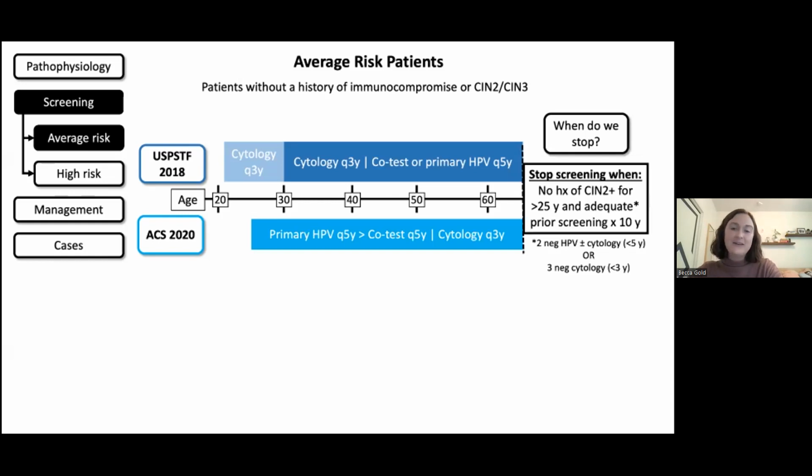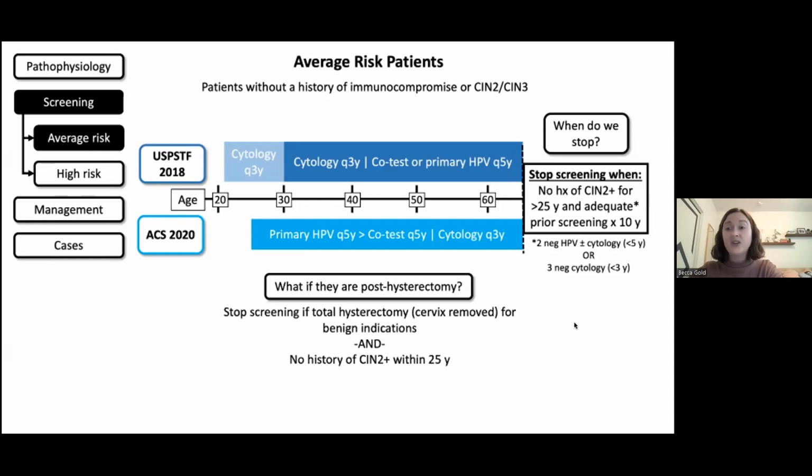But adequate technically means 2 consecutive negative HPV-based tests in the last 10 years, the most recent of which is in the last 5, or 3 consecutive negative cytologies in the last 10 years, the most recent being in the last 3 years. What about folks who have had a hysterectomy? So in patients who have had a total hysterectomy, meaning that the cervix was removed, and this was done for benign indications, and they're outside that 25-year window if they've had a history of CIN2+, you can also stop screening in these patients.